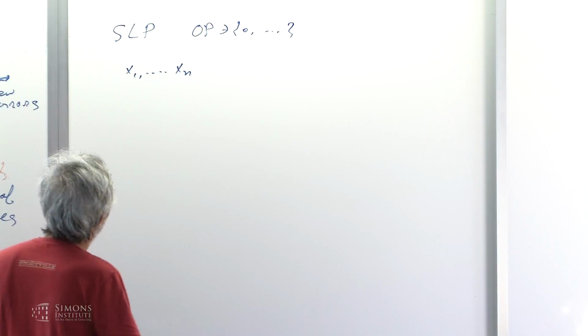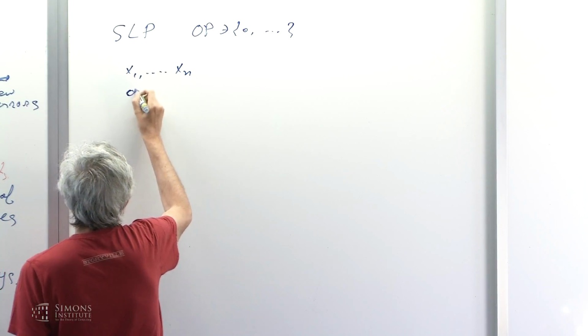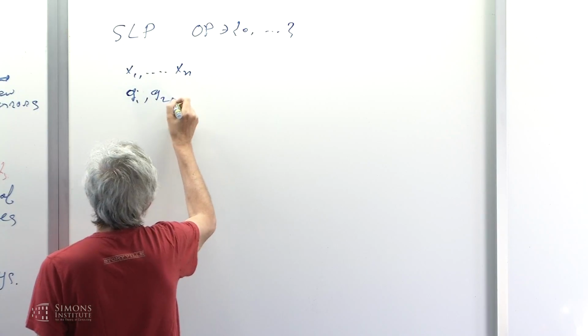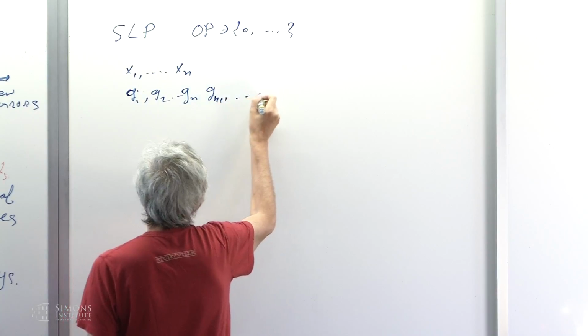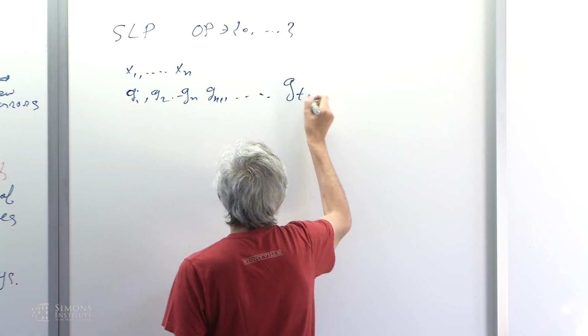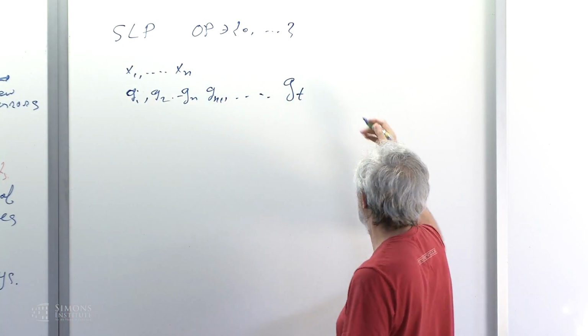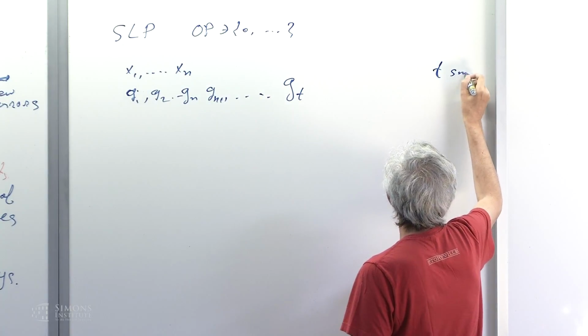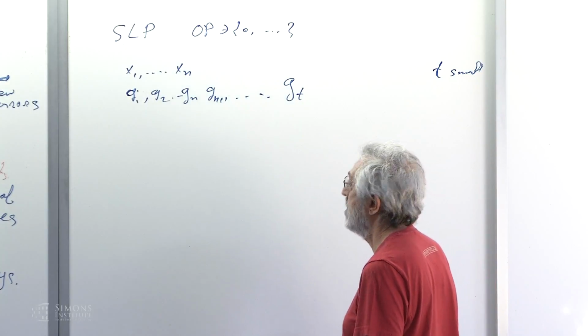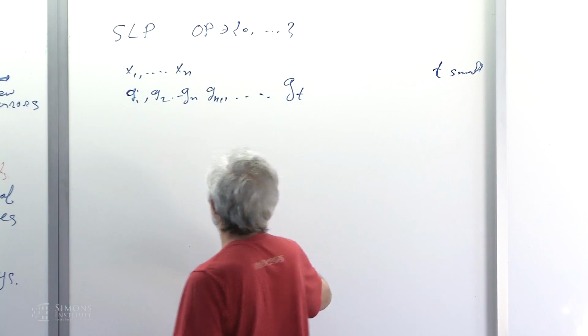And these are, we can think of them as G1, G2, Gn, and then there are more functions, Gn+1, ..., Gt. T is the size of the circuit, so we assume T is small. That's what we want to contradict if it computes some complex function.